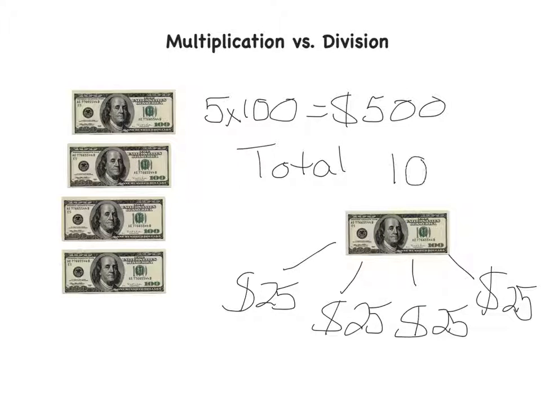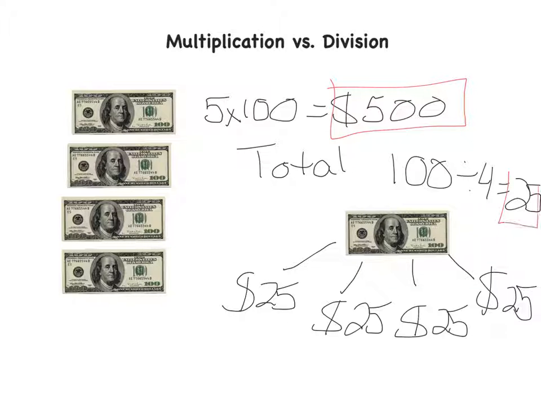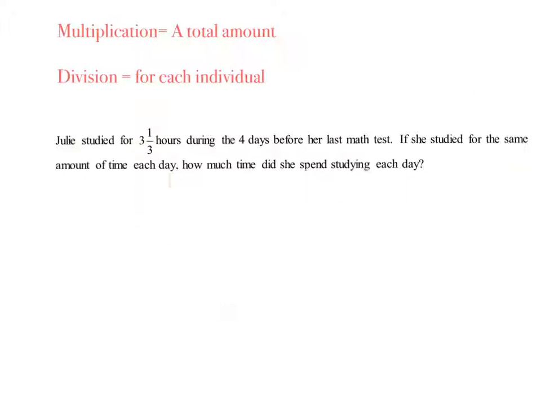So I would do 100 divided by 4 because you're looking at how much for each person, where in the first one, the 500, we were looking for a total amount. And when we were doing the division, we were looking for each individual person. So let's keep these things in mind. A total amount is multiplication, and a division is when we are looking for a single amount for each person individually or each thing. Now let's apply what we learned about multiplication and division. Remember, multiplication is a total amount, where division is for each individual.